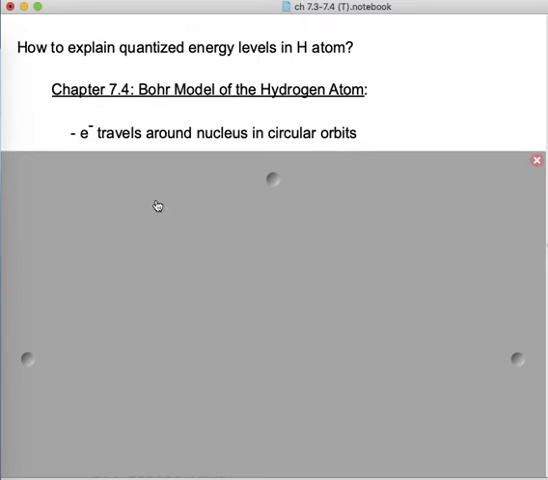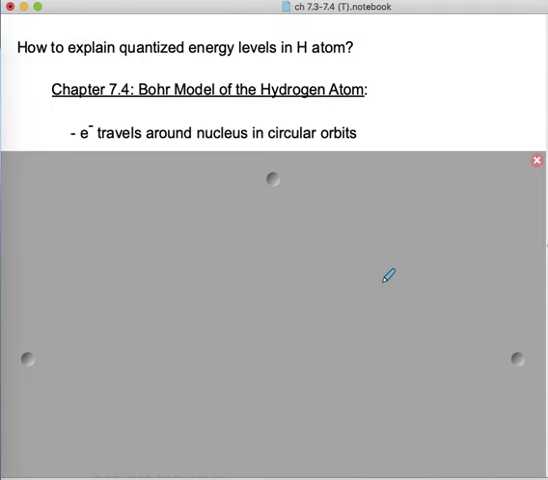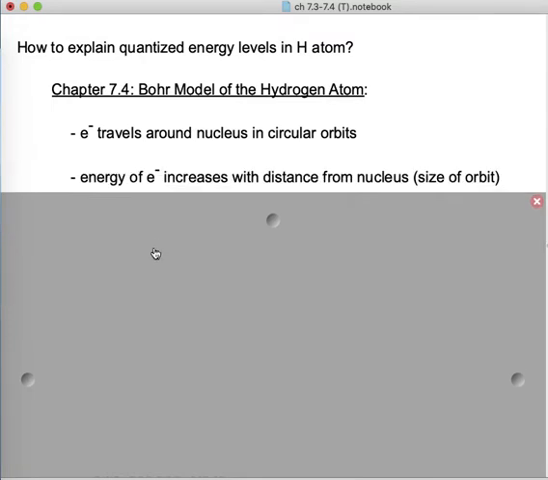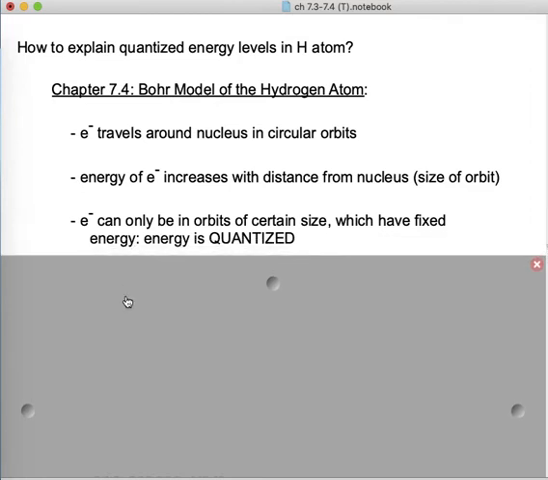Bohr says, I can explain quantized energy levels by proposing that the electron travels around the nucleus of the hydrogen atom in circular orbits. The energy of the electron, and therefore of the atom, increases with distance from the nucleus. That is, as you go to a larger orbit, that corresponds to the hydrogen atom being in a higher energy state. The electrons can only be in orbits of certain size which have fixed energy levels. That explains why the energy is quantized.